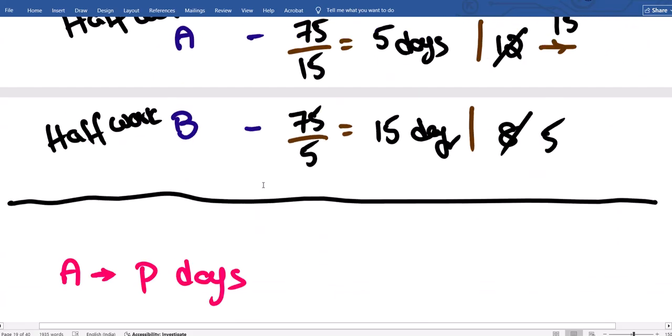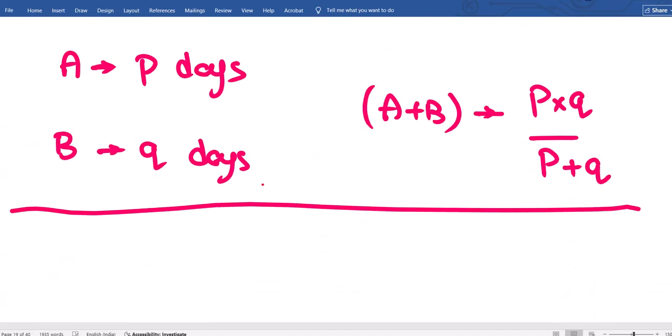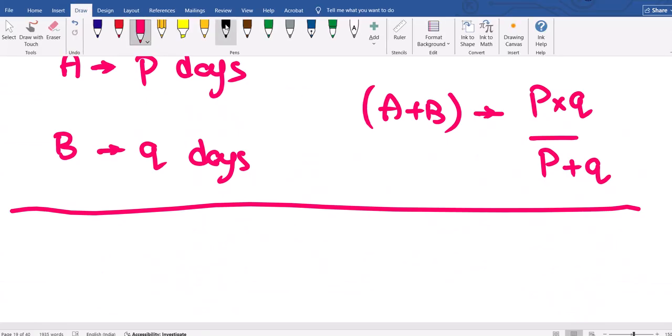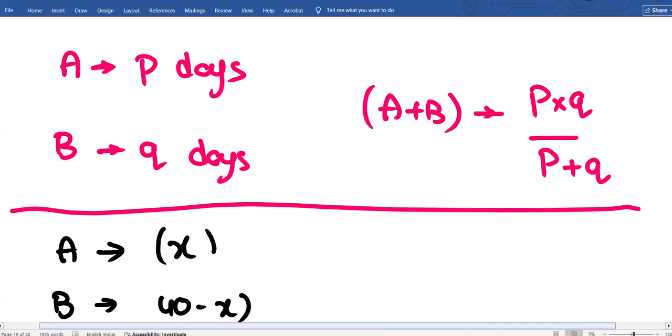Now see what I am doing, I am creating an equation with that point. A alone completed the work, B alone completed the work. From that point, can I say together it is 40? A alone, B alone together 40. If this is X, this should be 40 minus X. Do you agree? X plus 40 minus X is how much?